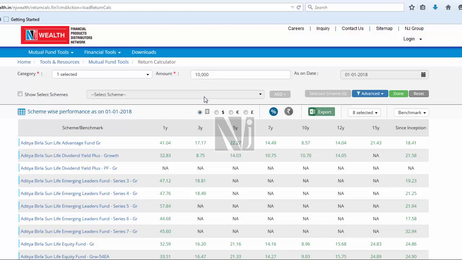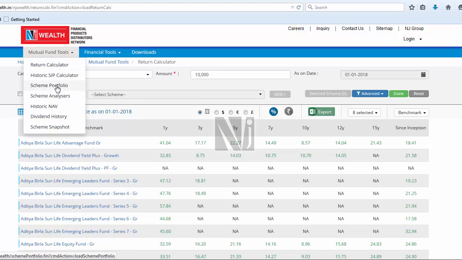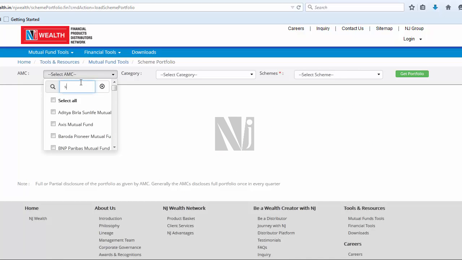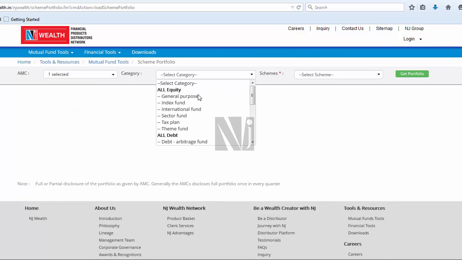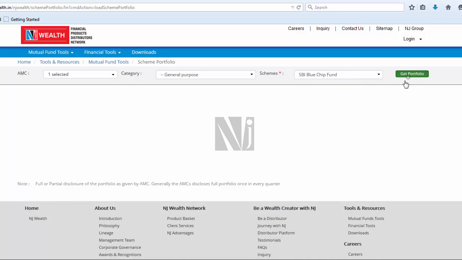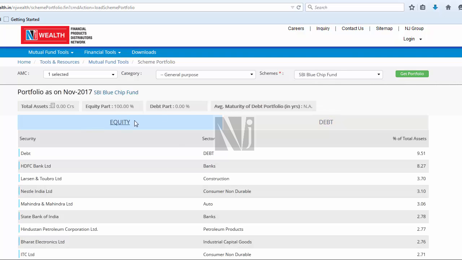Now let's look at the portfolio of a large cap mutual fund scheme. This is the NJ Wealth website. From here, you can get the portfolio of any mutual fund scheme you want to see. So, let's look at the portfolio of SBI Blue Chip Fund. This is how we arrive at the portfolio. We'll select the scheme, SBI Mutual Fund, scheme category, general purpose, scheme, SBI Blue Chip Fund. Okay, get portfolio. So this is the portfolio of SBI Blue Chip Fund, which is a large cap fund.